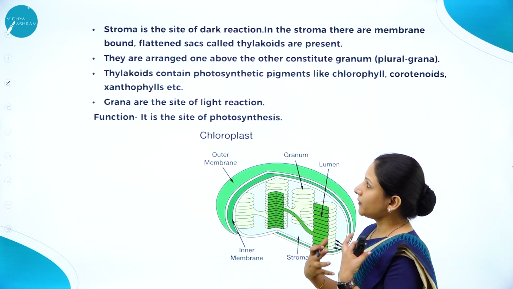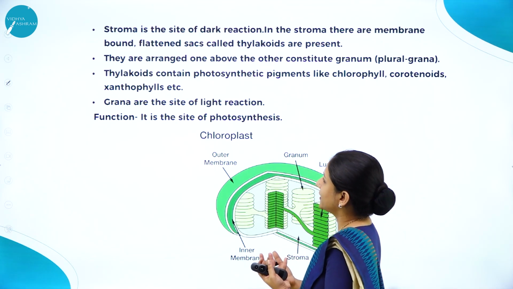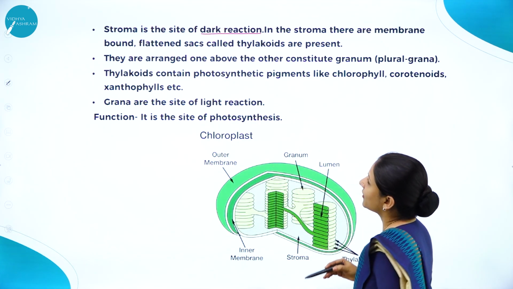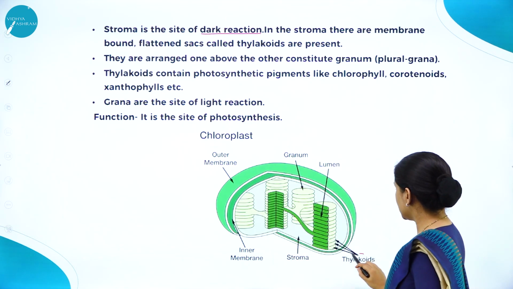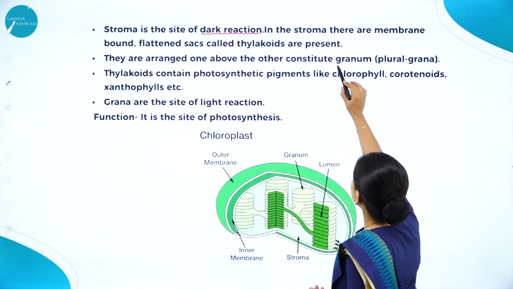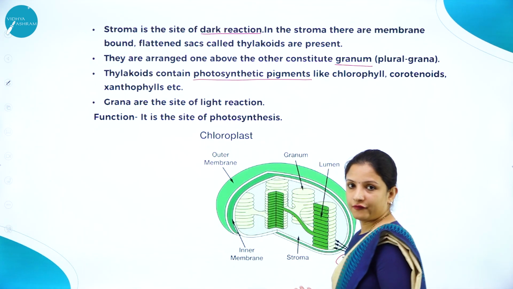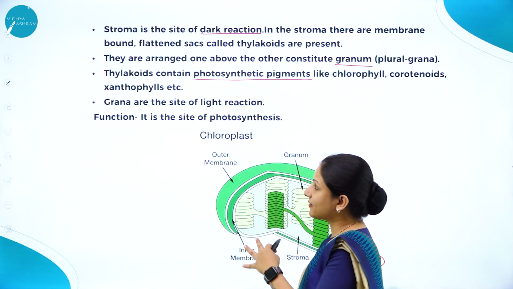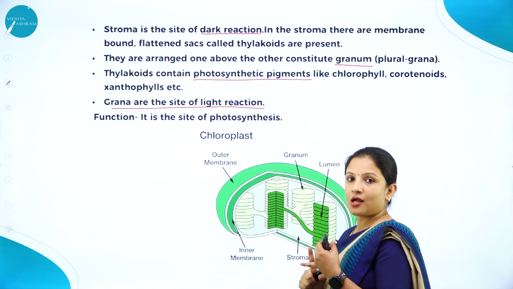Next, moving to the stroma: what is the function of the stroma? Say for example, the stroma is the site for the dark reaction, and in the stroma there are certain membrane-bound flattened sac-like structures which are called thylakoids. Thylakoids are arranged one above the other like a plate stack, and it is called granum. The thylakoids contain the photosynthetic pigments, that is chlorophyll, carotenoids, xanthophylls, whatever is there, which impart different colors to the leaf of the plant. And grana is the site for the light reaction. So the light reaction occurs in the grana.